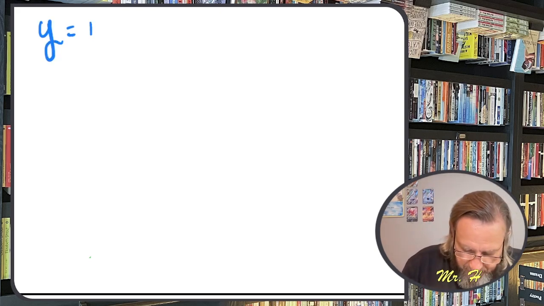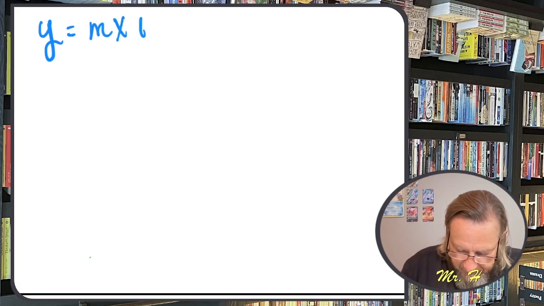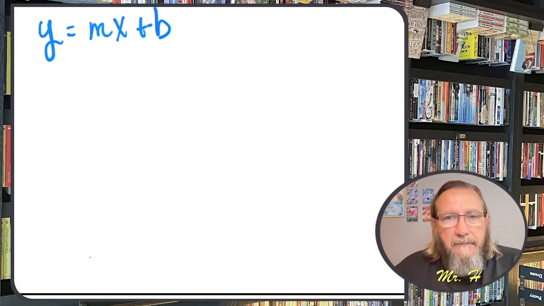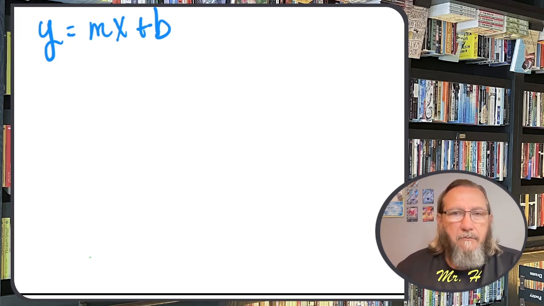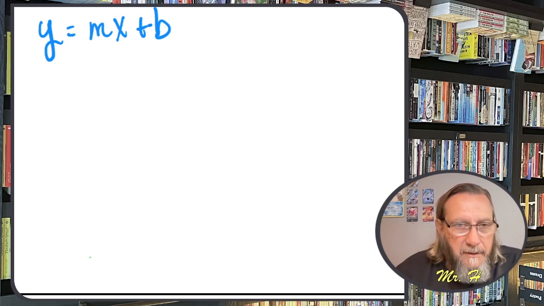Now, before we begin, let me remind you of one of the forms of linear equations that we often work with, and that is slope-intercept form. It looks like this. Y is equal to m times x plus b. M represents the slope, b represents the y-intercept. X and y represent points on the graph. That's all information that you know already.